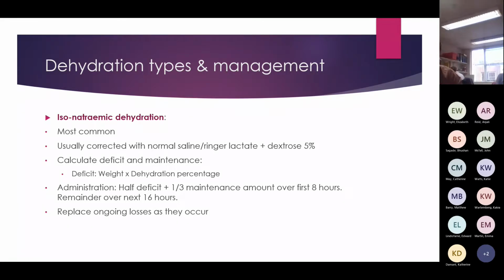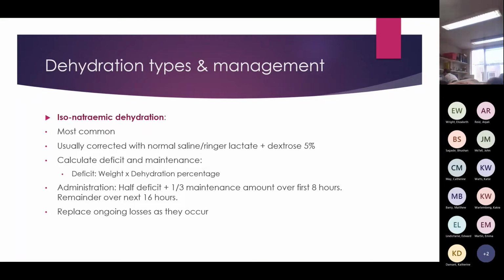But fortunately, it is easier to correct because it can usually be corrected with normal saline or lactate plus dextrose 5% to supply the minimal calorie requirement throughout the day. And it is calculated by, like we mentioned earlier, the deficit and maintenance fluid therapy that is needed. The deficit being the weight times dehydration percentage, and the maintenance using the Holliday-Segar method.